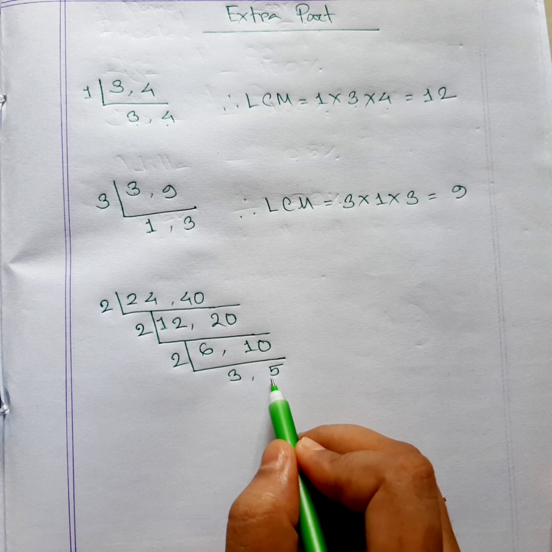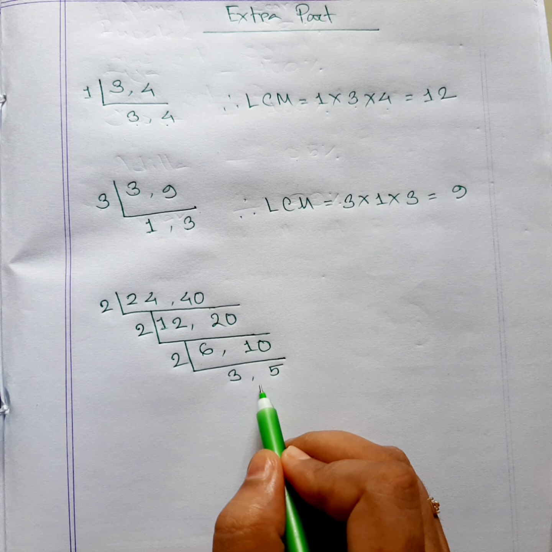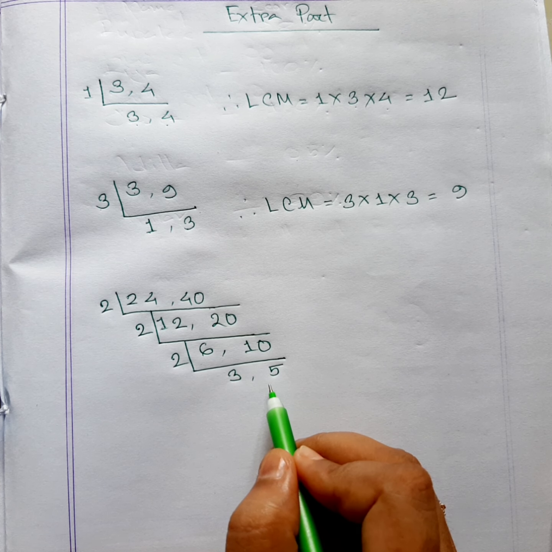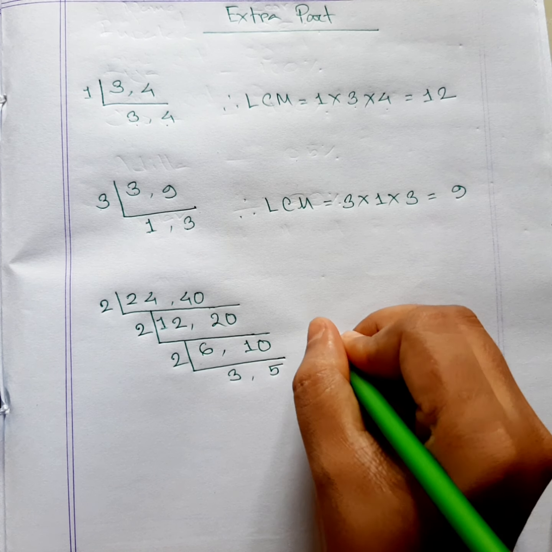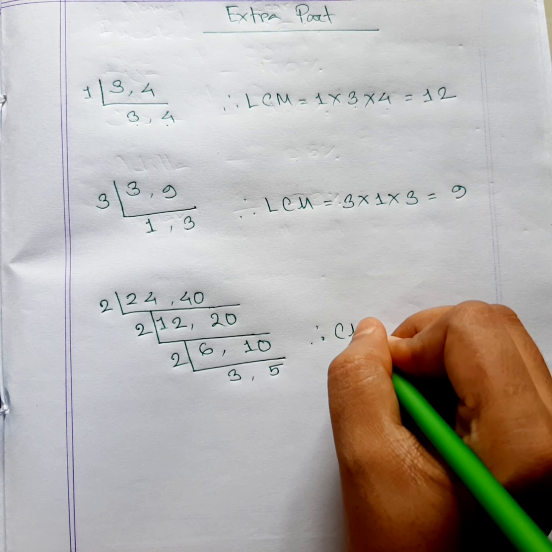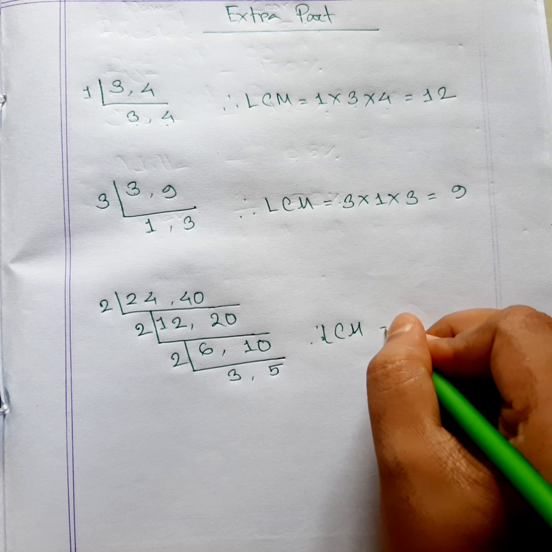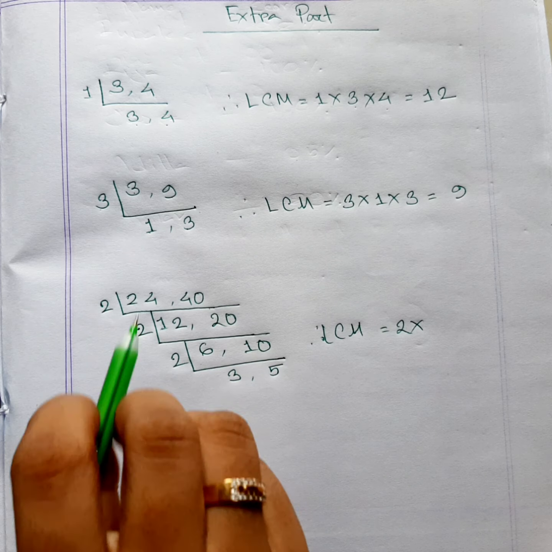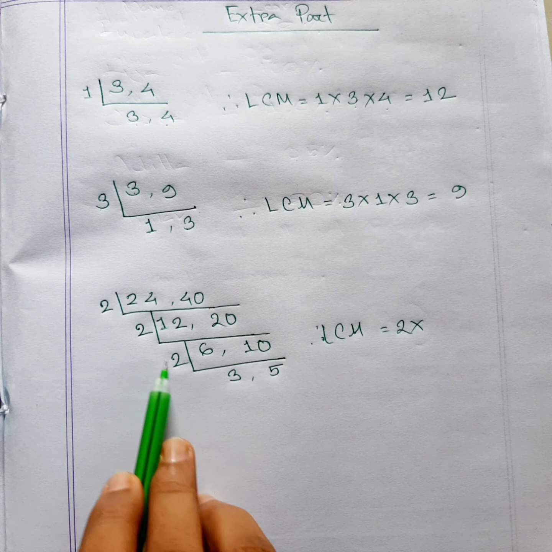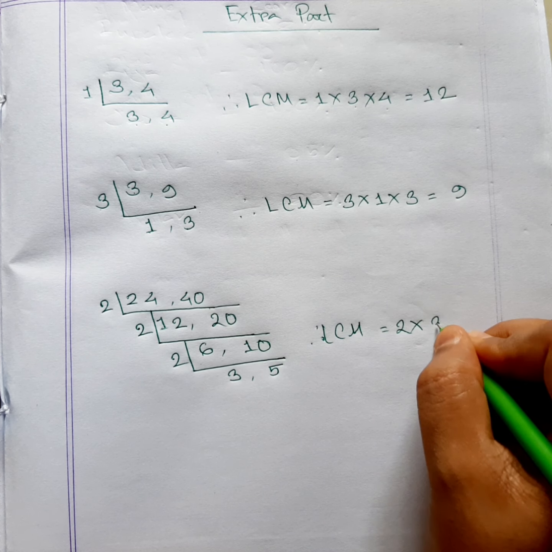Now with 3 and 5, we cannot go for 2, no, 3, no, 5, no, because both of them are prime numbers. We are not going to do that anymore. Therefore, the LCM is 2 multiplied by all of them. Look, all of them, as I have written down. There are 3 2's.